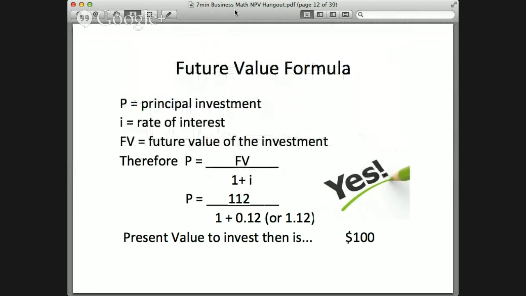So now, looking at that from the other perspective, from the present value: the present value equals the future value divided by 1.12, which is the opposite of the future value calculation. For the future value, we take the principal times 1.12, and now it's the other way around. We've got the future value, 112, and we divide that by 1.12, which includes the interest rate, in order to give us back the $100, which is what we need to invest right now.